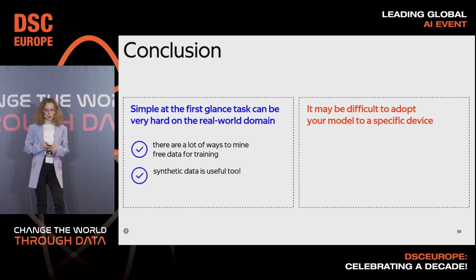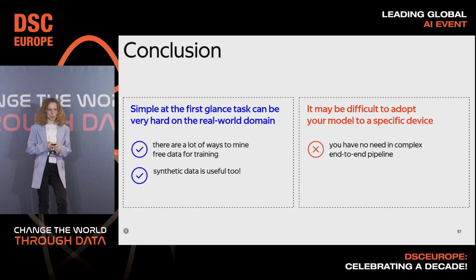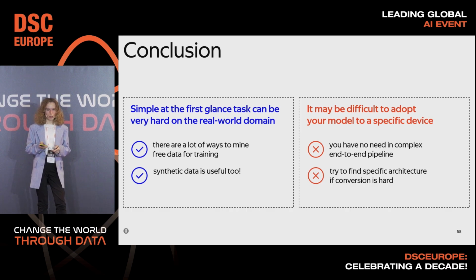The second thought is about specific devices. It may be very difficult to adapt your model for your device, but you really have no need for a complex end-to-end pipeline. You could divide it into several simpler models, and it could work pretty well. Also, it is useful to find the specific architecture just for your device. If your conversion is hard, then maybe this architecture would be more suitable for you.